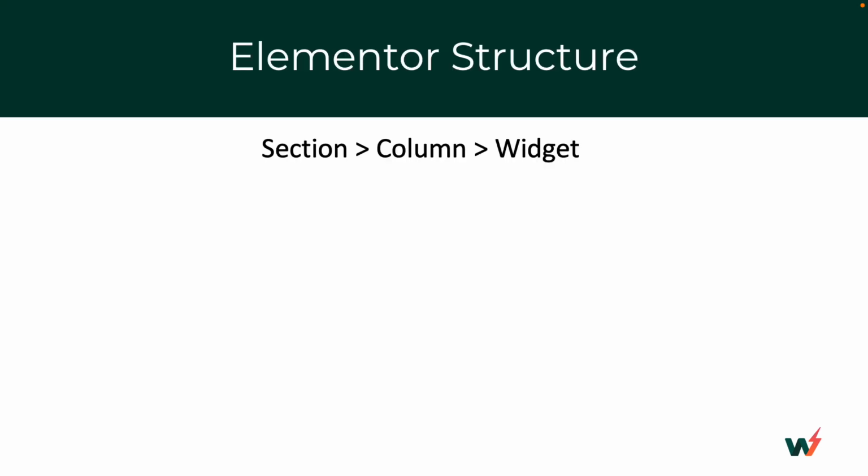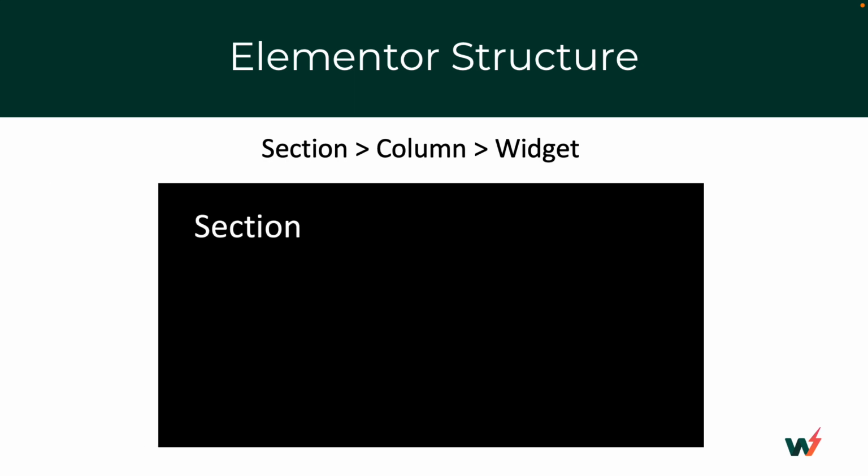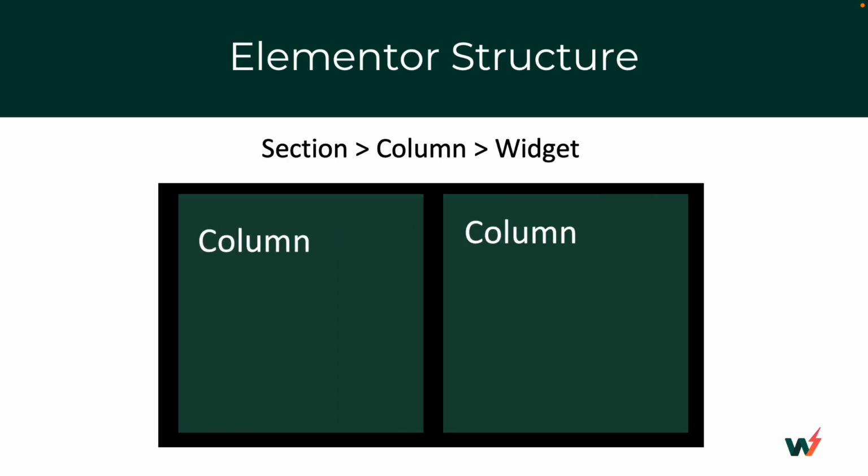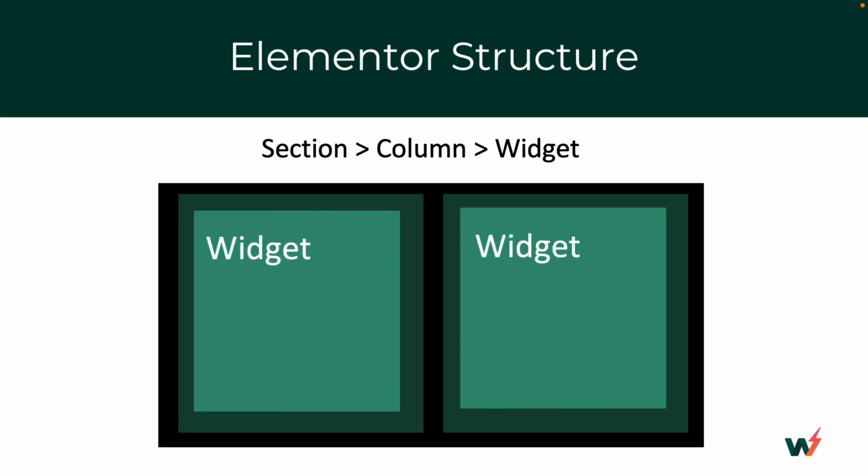One thing you should know is that Elementor has a certain structure that applies for every page throughout the site. Every page will have at least one section. Each section will have at least a column. Here you see two different columns. And the columns are nothing more than containers for widgets. And a column could have more than one widget.